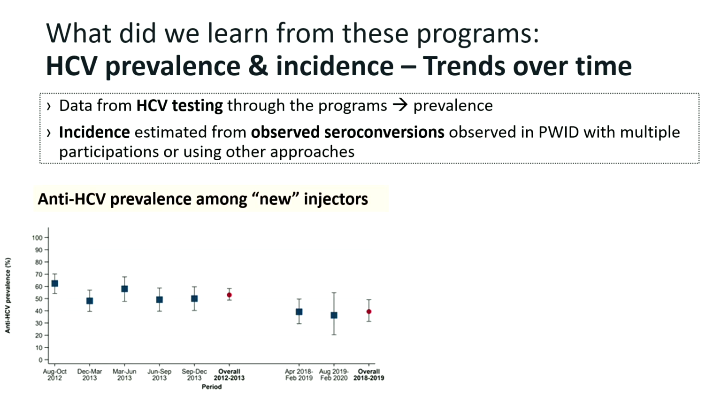Sometimes we have to use proxies, like in the case I'm showing you, where we assess anti-HIV prevalence among new injectors, people who have started injecting in the past 2 years, which is considered to be a good proxy of incidence. And you see that in 2012, almost 60% of new injectors were already HIV infected. And in 2018 to 2020, the levels are quite high again, but lower compared to 2012.